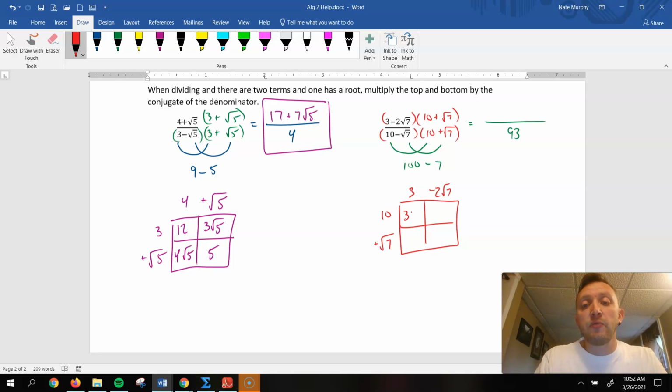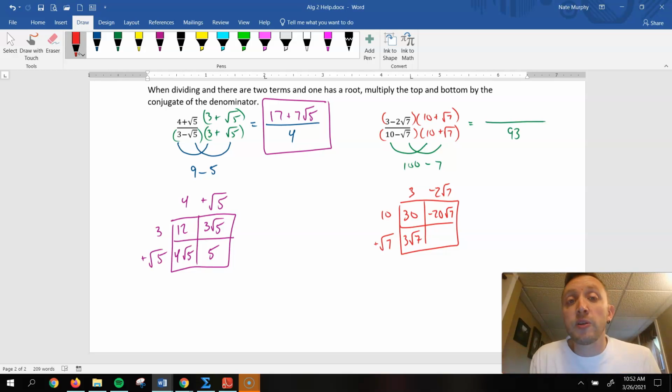So 10 times 3 would be 30. 10 times negative 2 square root of 7 would be negative 20 square root of 7. And square root of 7 times 3 would be 3 square root of 7. And then lastly, square root of 7 times negative 2 square root of 7. Well, let's think about that. Square root of 7 times square root of 7 would be 7. And then we'd have to multiply that times a 2. So we'd have negative 14 here, because we'd have negative 2 times 7.